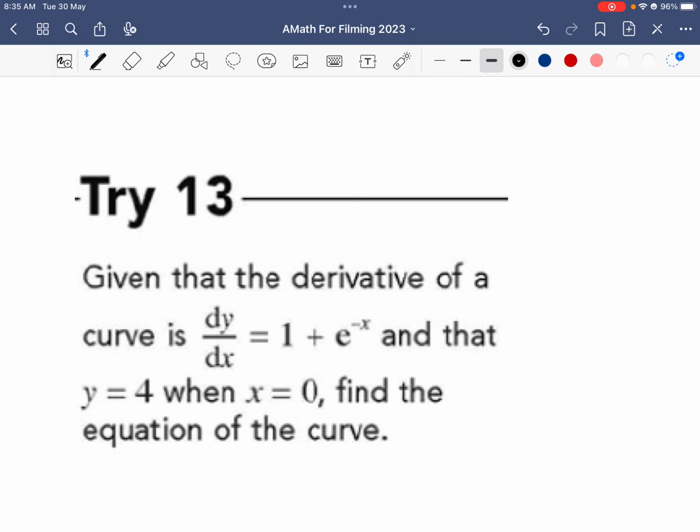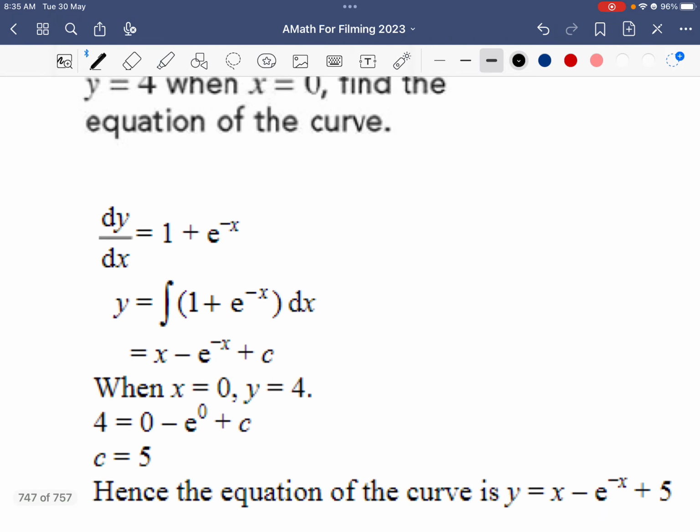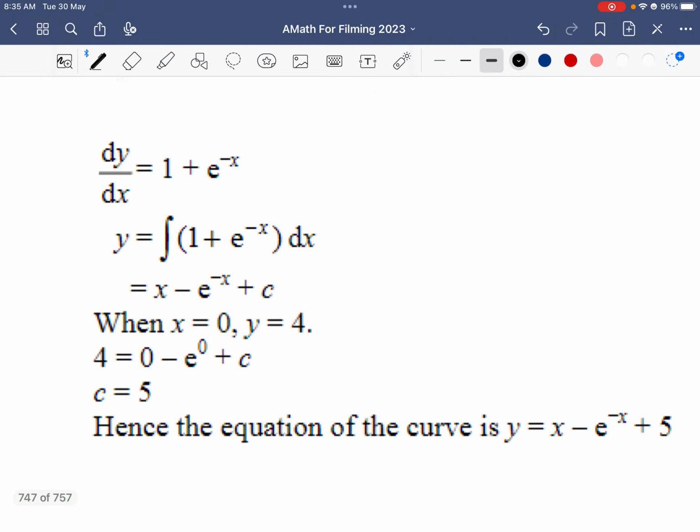I think you can try 13 first. Pause the video as per normal, go and try, and when you're done, unpause the video and I will go through. Try 13. Okay, now if you integrate dy/dx, what you get is y itself. So if you integrate 1, you will get x. For e to the power of negative x, differentiating negative x gives you negative 1. So 1 over negative 1, hence this sign here changes to negative, plus c. Then don't forget to solve for your c.